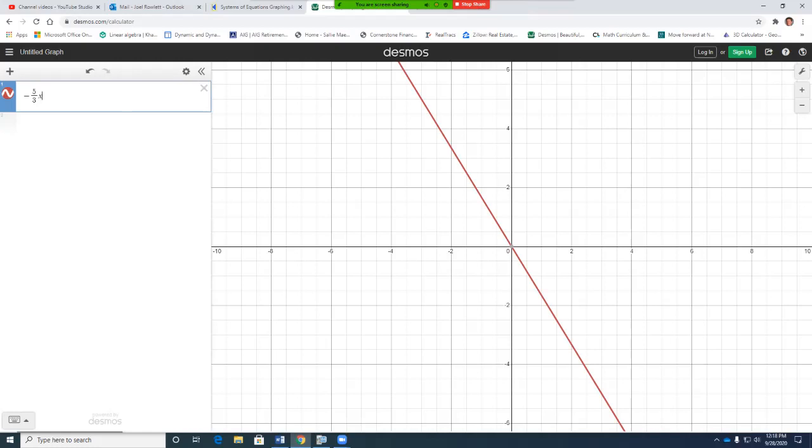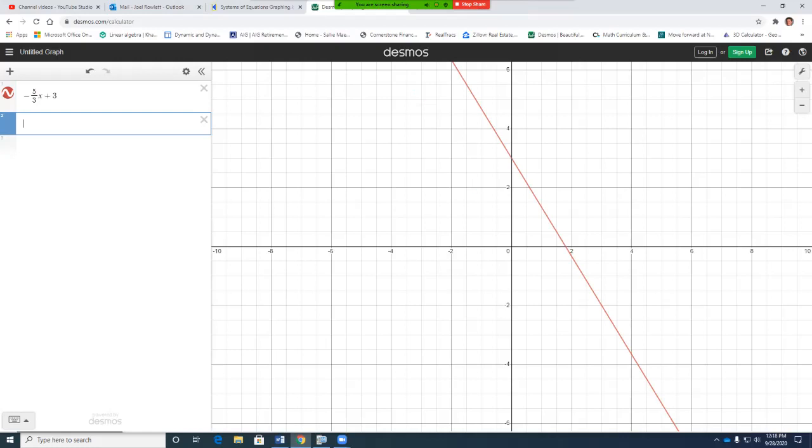Negative 5/3 x plus 3. That's the first equation. The second one is 1/3 x minus 3.